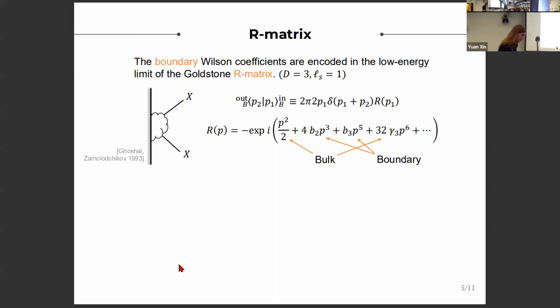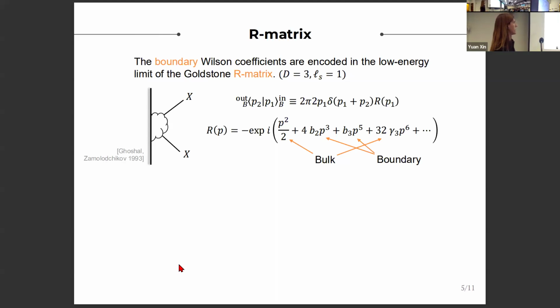Now, this has been discussed a lot and studied in the context of integrability, following the seminal paper by Ghoshal and Zamolodchikov, but this can be defined beyond integrability. And now the key point is that at low energies, the boundary Wilson coefficients appear in these R matrices, and they do so in the following form.